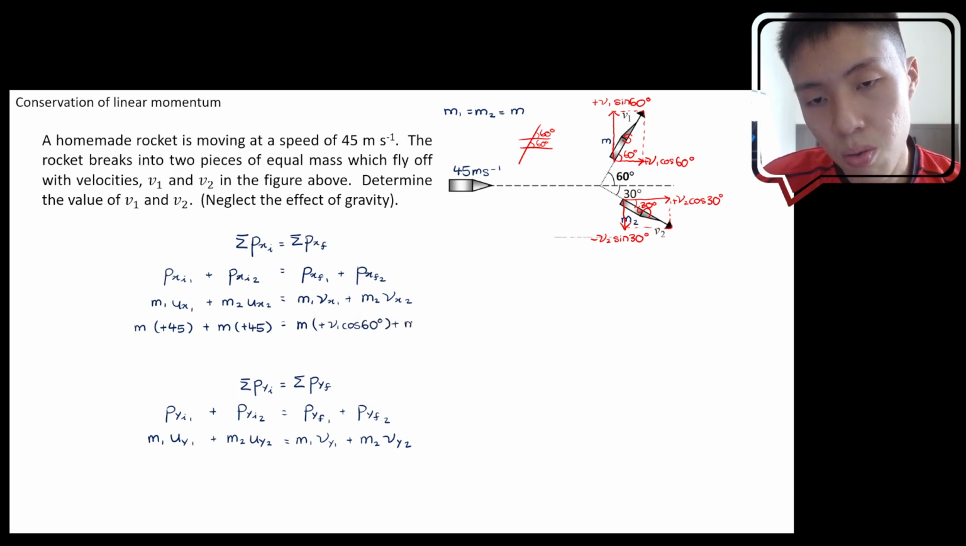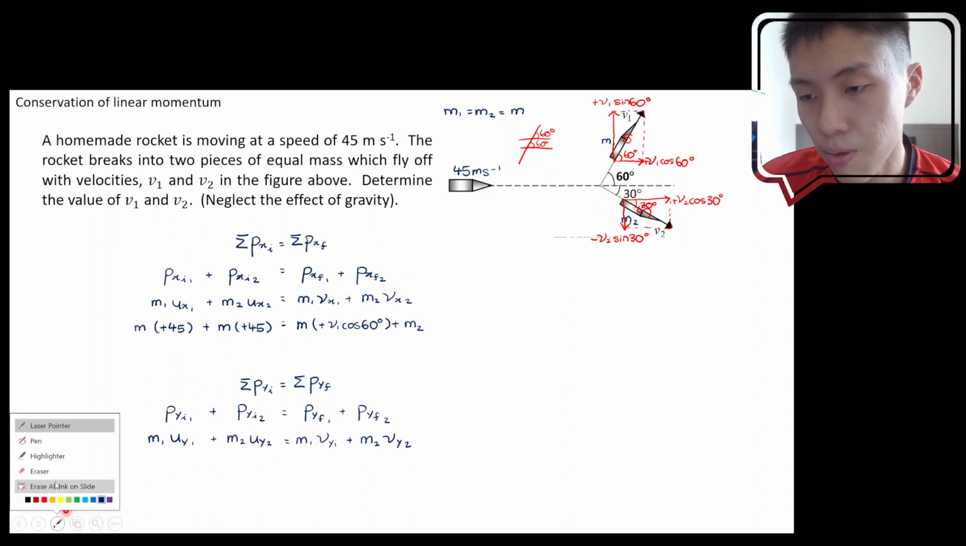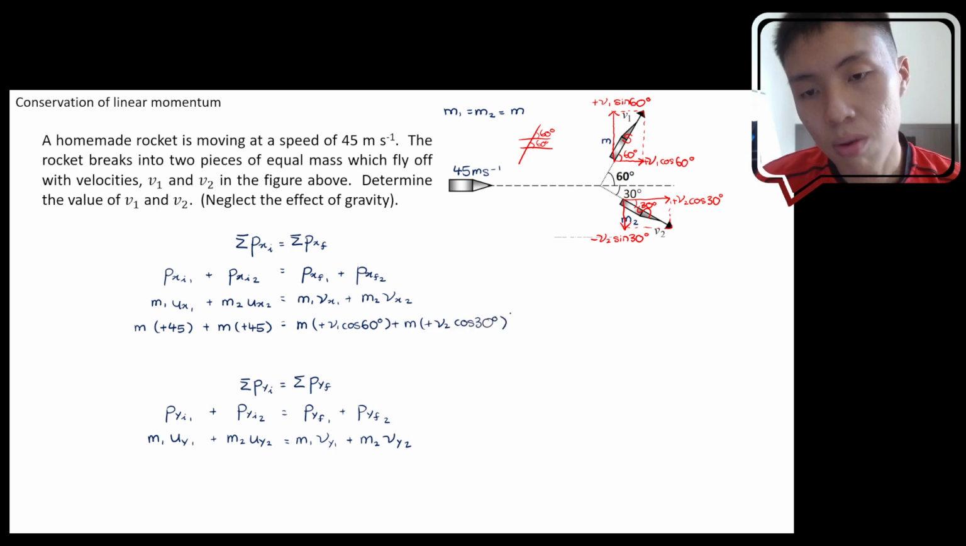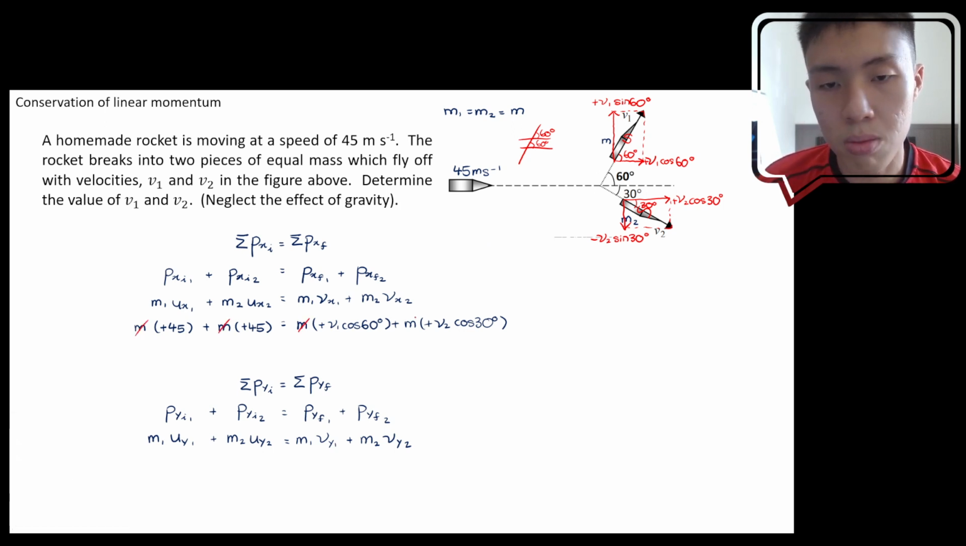Okay, continue. We have vx2. Vx2 over here is just object 2's x component of velocity. So that's positive v2 cos 30. So let's write it down. Positive v2 cos 30. Now we are done with all the substitution. We know that all the m can cancel each other out because there's m in all the terms over here.